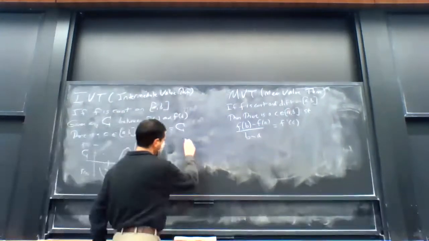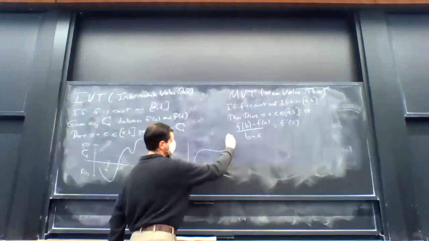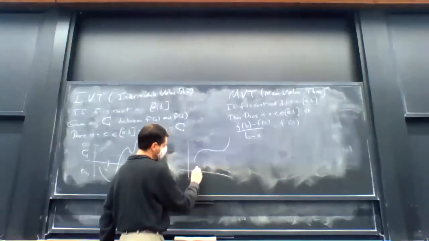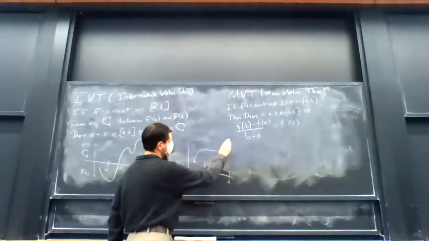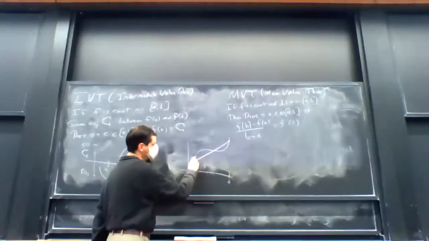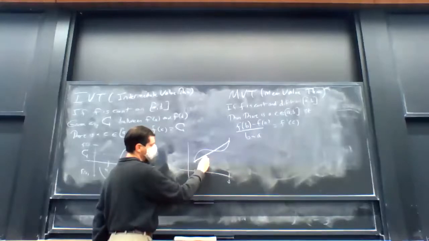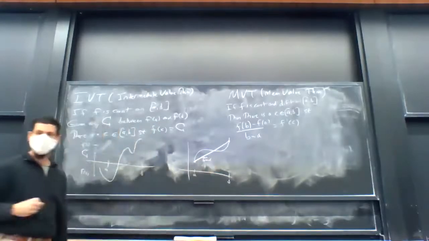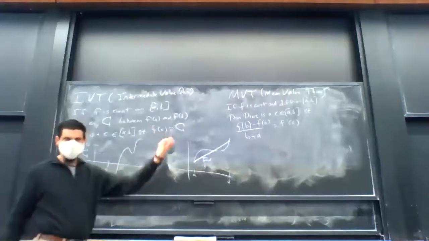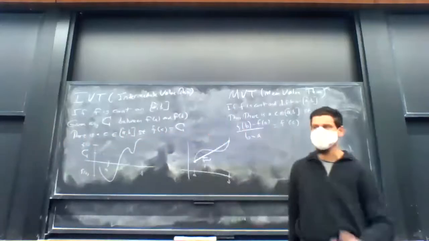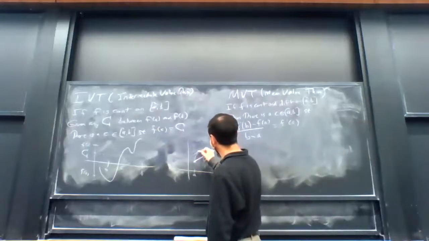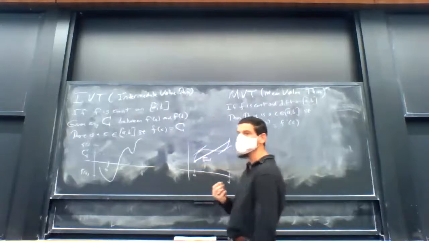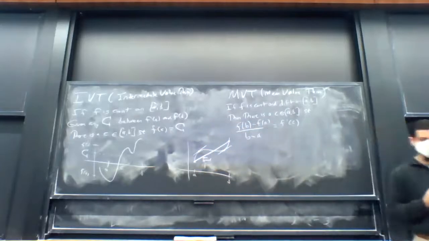And if you want to look at the function, so maybe here is a, here is b. This is going to be the average speed. The slope of that line, f of b minus f of a divided by b minus a, the change in y over the change in x, the change in distance over the change in time, that's my average speed. And the mean value theorem says that at some point in time, you must be traveling at the average speed. Your instantaneous speed must equal the average speed at some point.